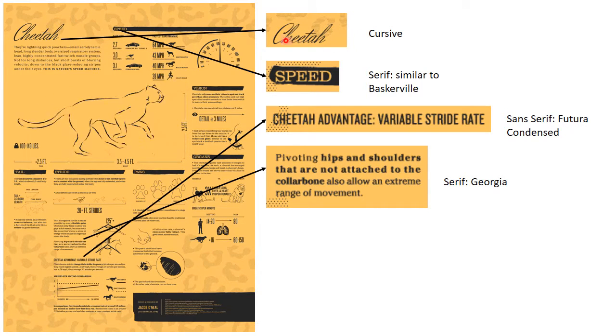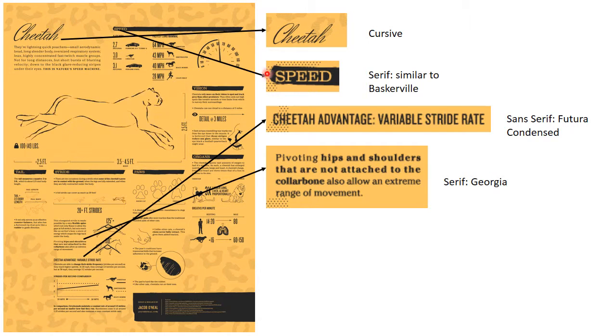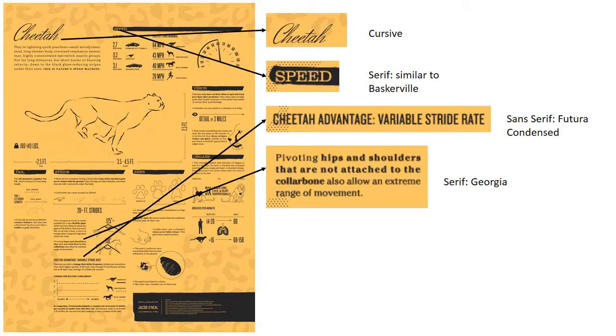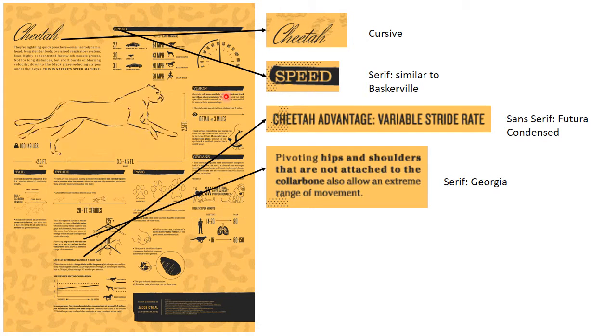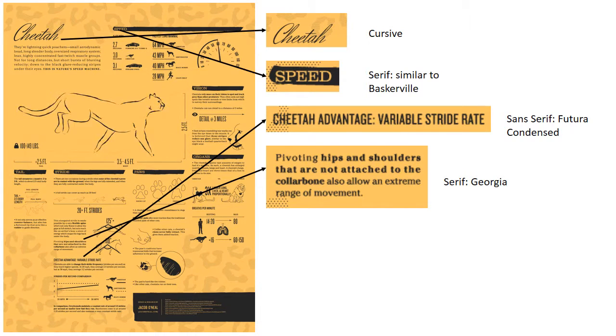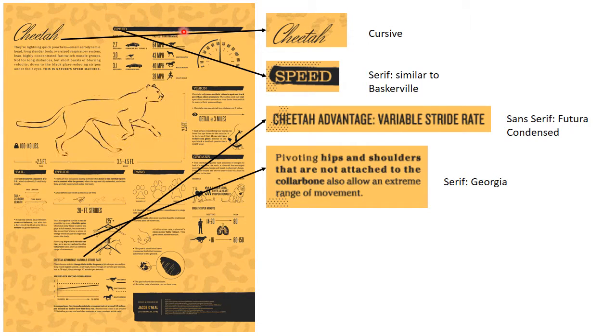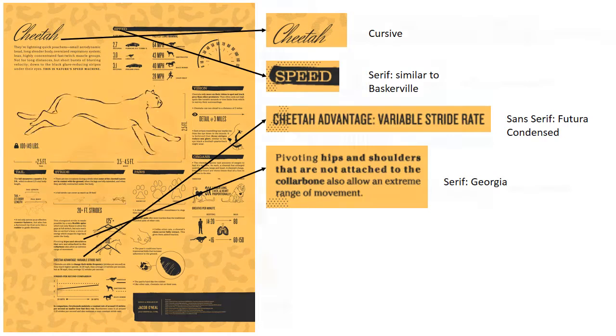There's a cursive font, which is only used for the title of the whole infographic, and then there are two serif fonts. One seems to be similar to Baskerville, and it's used for all the section headers. And then there's another serif font, which looks like it might be something like Georgia, and that gets used for all the body text. They also bold a lot of important points. In addition, there's a sans serif font, which gets used either for subsection headers or sometimes to label important numbers, as you can see here.